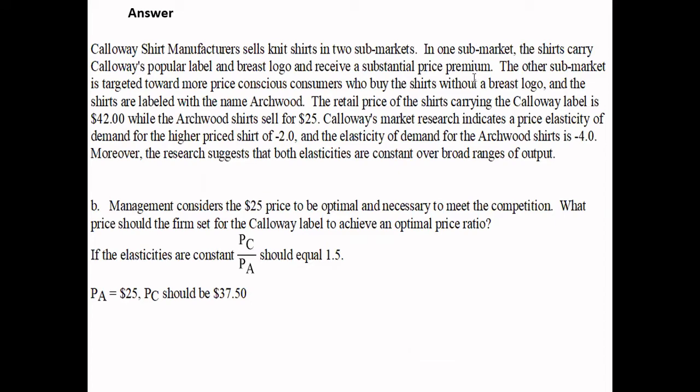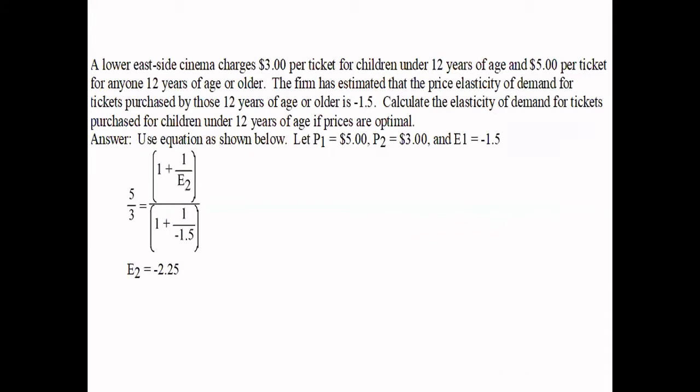Do companies use this in reality? Do companies do this in reality when they are comparing different types of product or setting prices in the markets? So another example: a lower-side cinema, let's say, charges $3 per ticket for children under 12 years, and $5 per ticket for anyone 12 years of age or older. The firm has estimated the price elasticity of this product is 1.5. Calculate the elasticity of the demand of tickets if the prices are optimal.